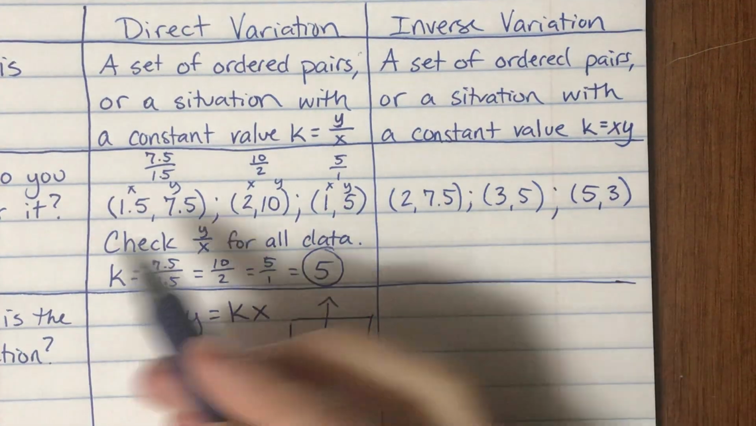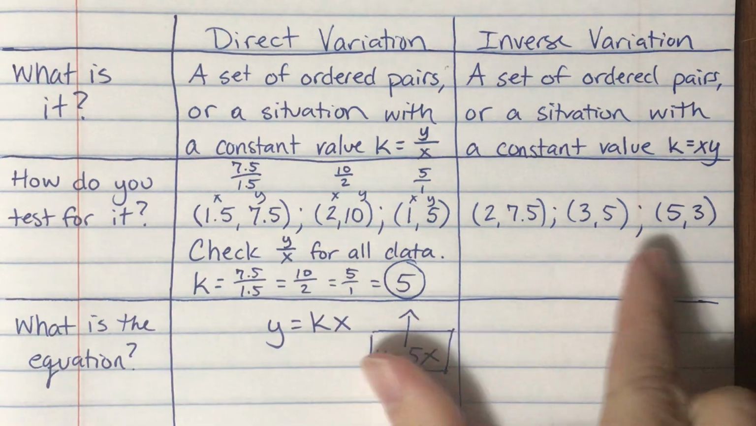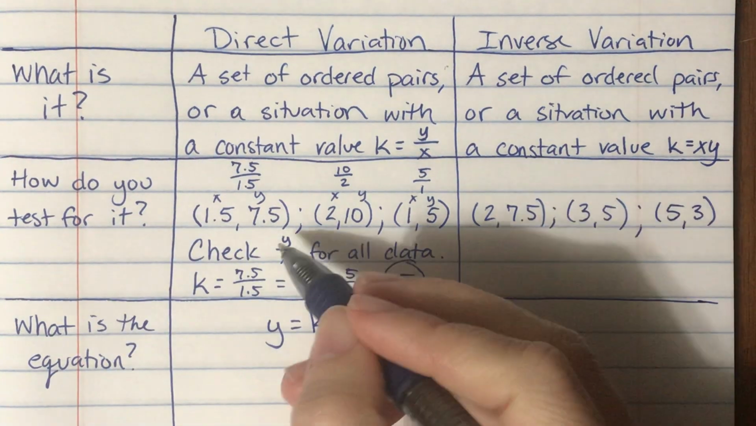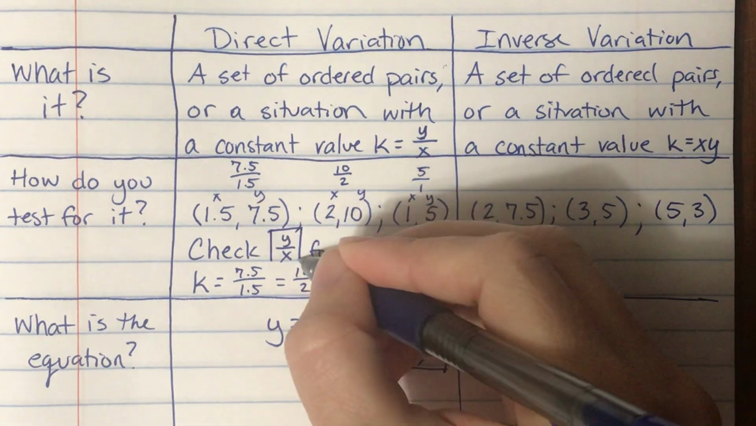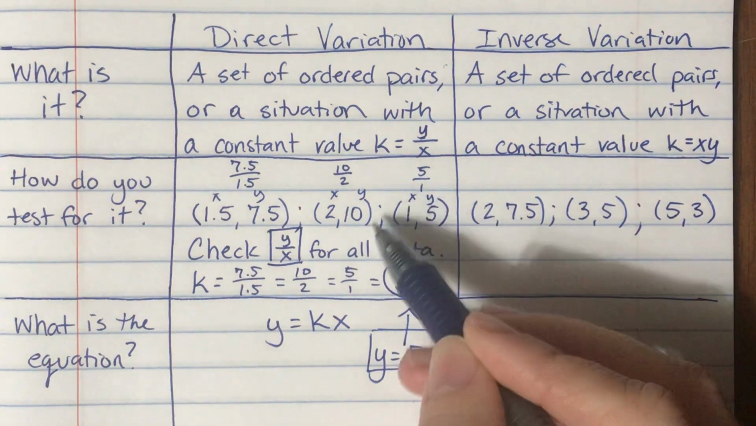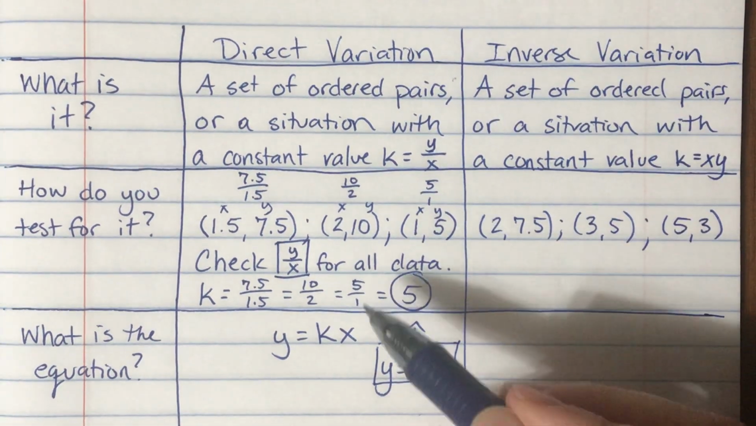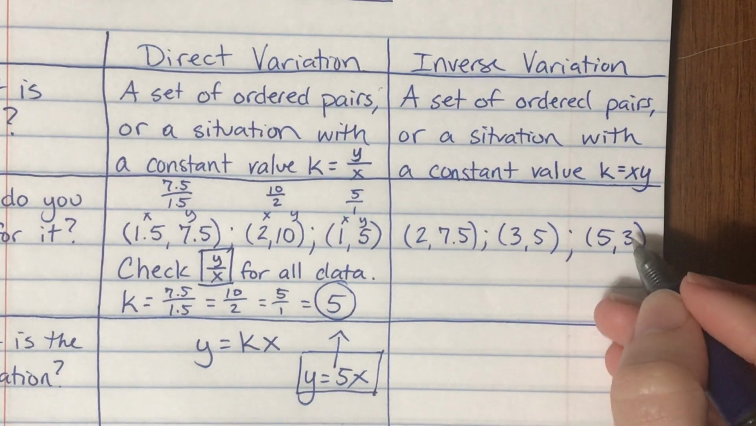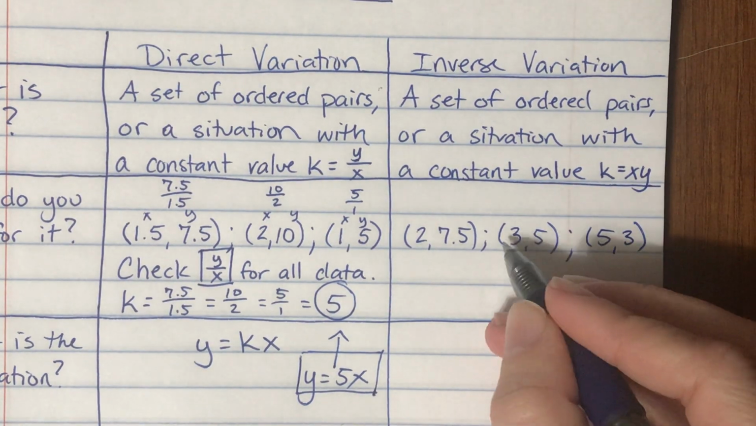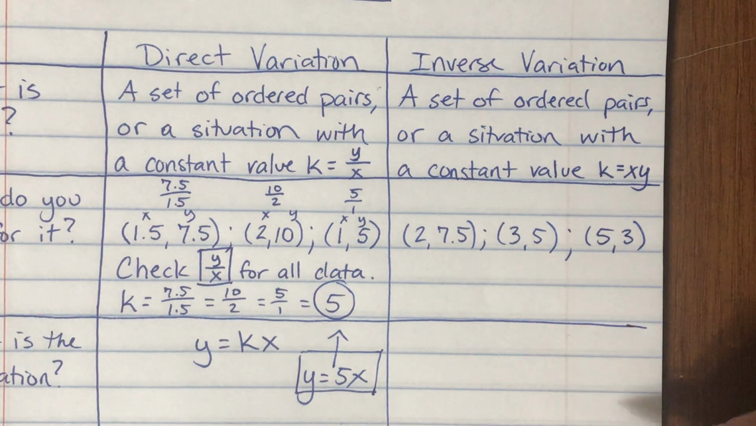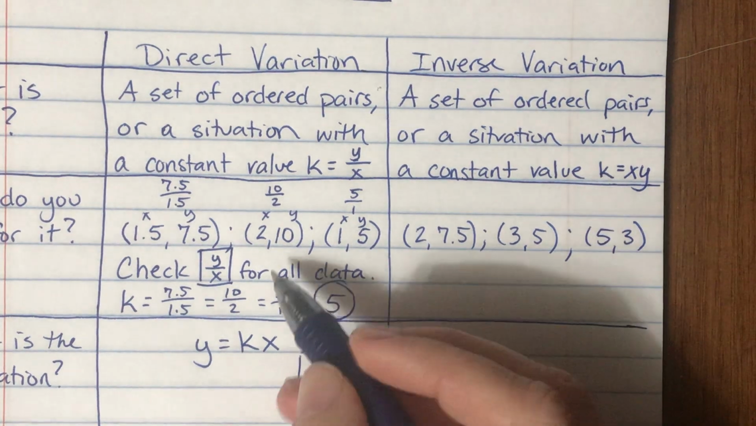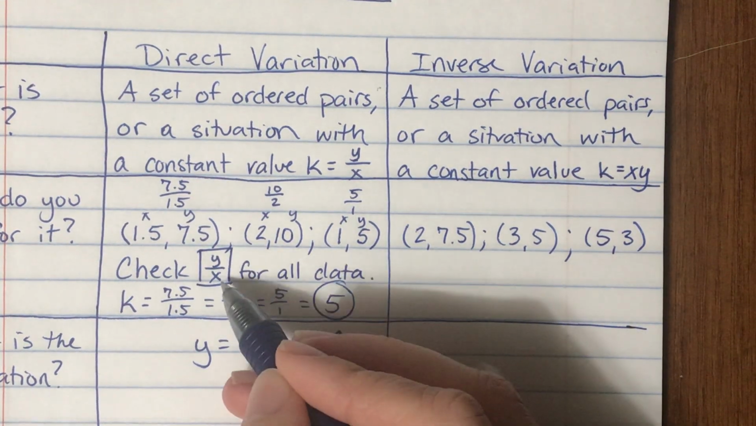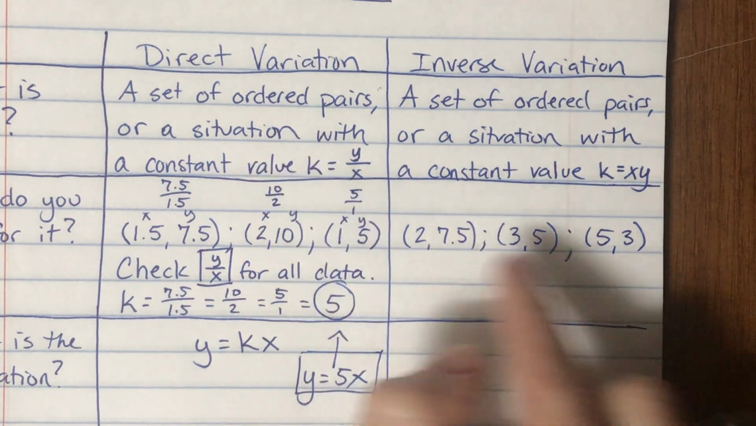Because if I tried to test for it, remember, how do we test for it? The test for direct is always take your y's and divide them by x's. And if you get the same number over and over again, it's direct variation. Now, if we tried to do the same thing here, 3 divided by 5 and 5 divided by 3 are definitely not going to be the same, right? There's no constant here that is y over x. Well, that's because this is not direct, this is inverse.